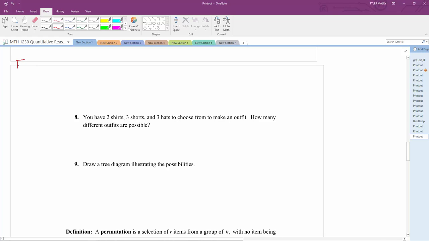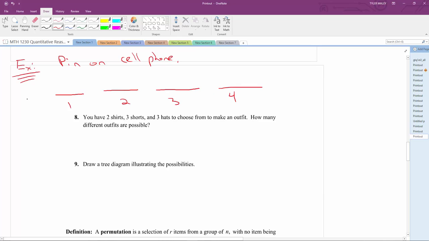Let me do an example here. Let's say you are making up a PIN on your cell phone to unlock it. Typically with the PIN, there are 4 digits. We have to enter in 4 numbers. So for the first digit, I have 10 options. I can put in 0 through 9. For the second number, I have 10 options, 0 through 9, and the same with 3 and 4.